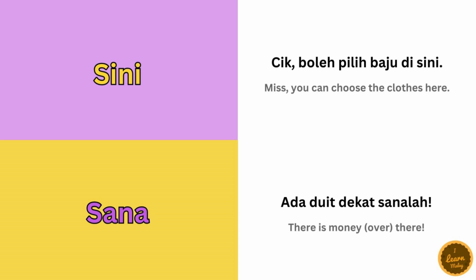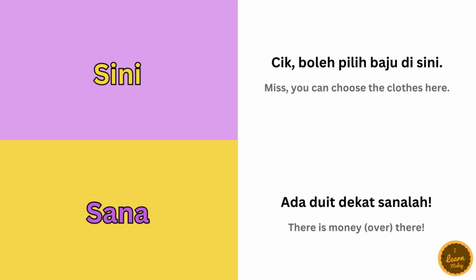Baju is the generic word used for any type of clothes, and the particle di plus sini means here. Di is the correct particle used with positional or directional words. However, colloquially, the word dekat or kat is commonly used instead, as in this example.